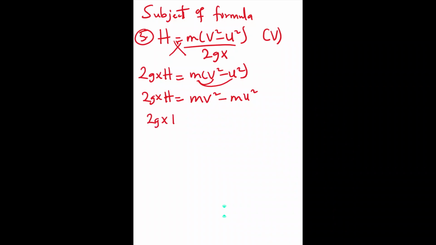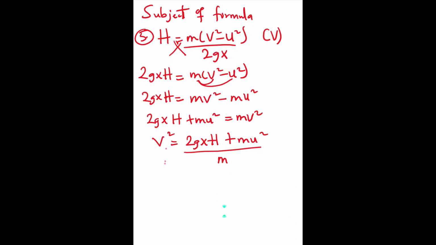So we can do 2gxh plus mu squared equals mv squared, and v squared will be equal to 2gxh plus mu squared, divided by m. So now, we have a square here, so it has to just be v. It can't be v squared. So we have just one more step.